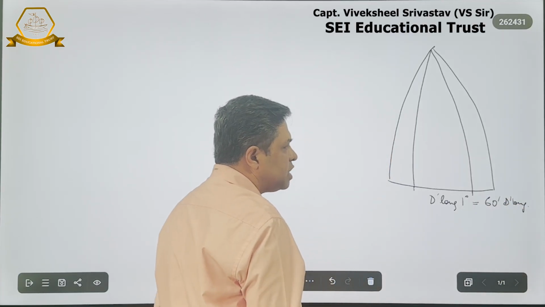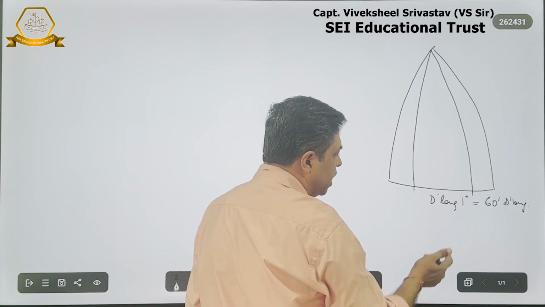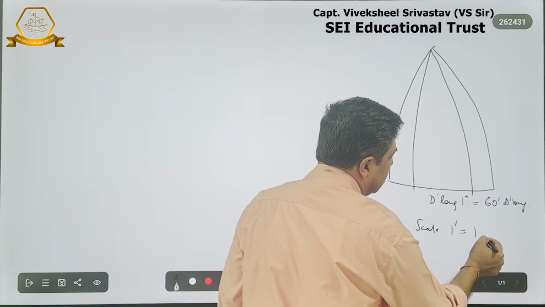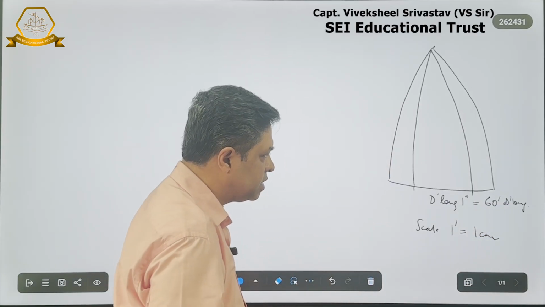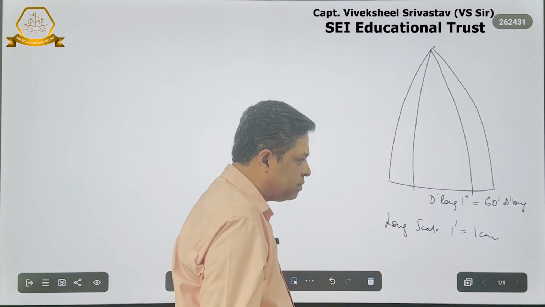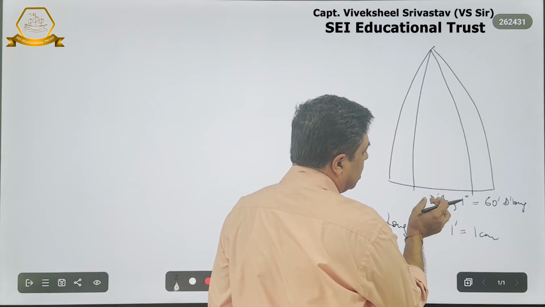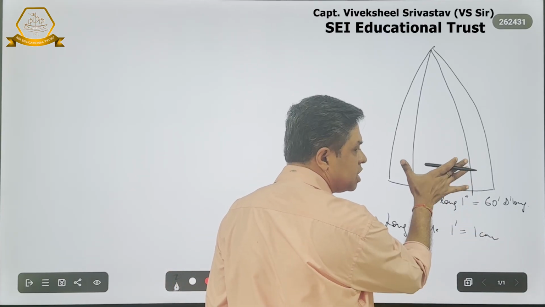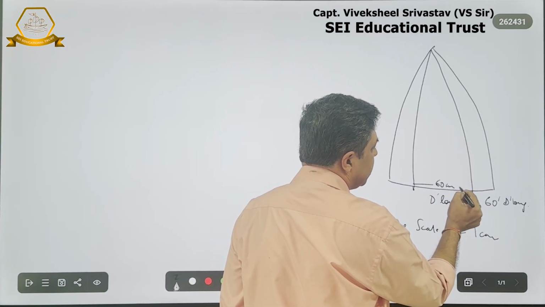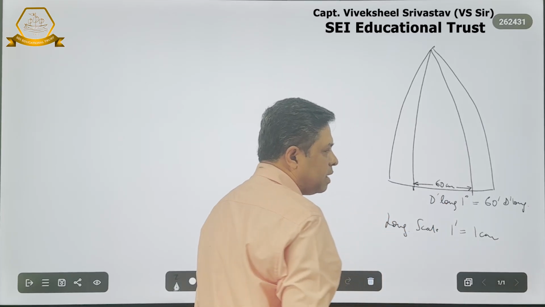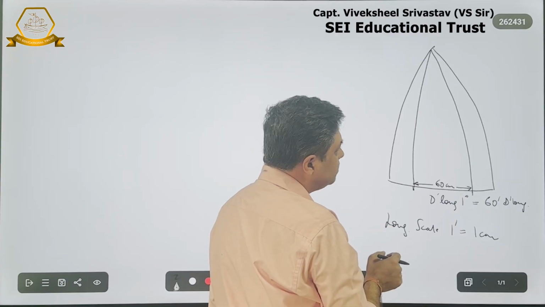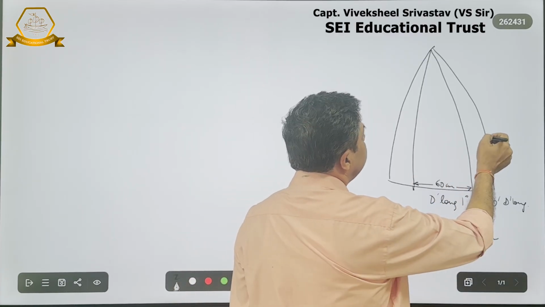Okay, let's assume that we are drawing on a scale of 1 minute is equal to 1 centimeter, just for simplicity sake. Okay, so now this will be our longitude scale. So what it means is that 1 minute of longitude is equal to 1 centimeter on this plane. So this distance will be 60 centimeter at the equator. Okay, so on the chart this is 60 centimeter.